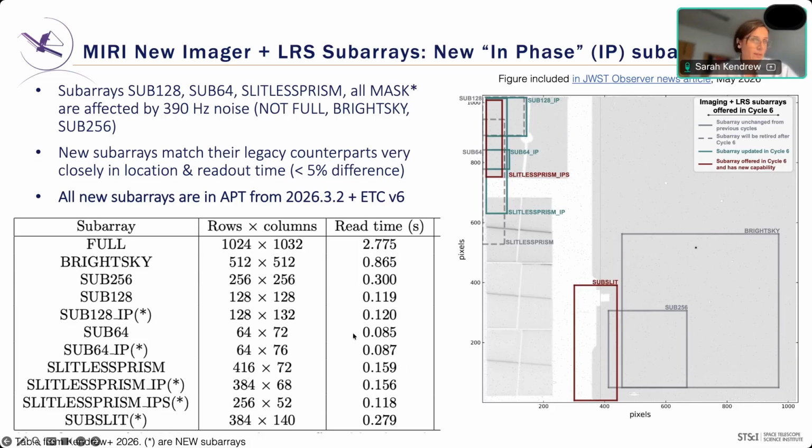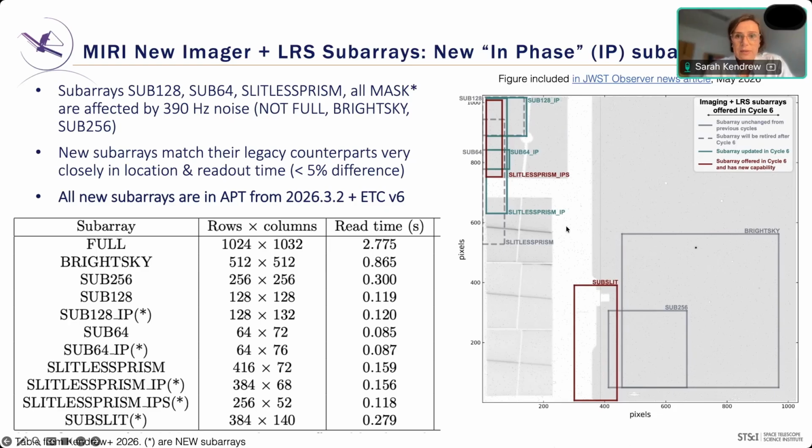This whole new set of subarrays has been included in APT since May, I believe, APT 2026.3.2, and in the cycle 6 version of the ETC. So you can already go in the ETC and do your calculations for these new subarrays.